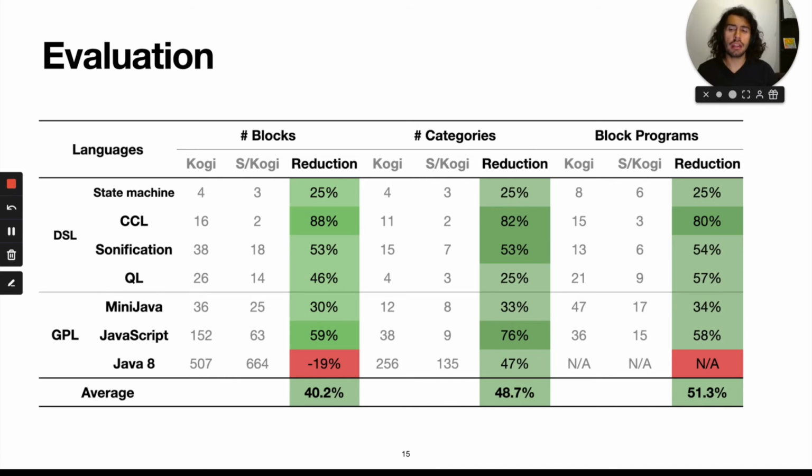Overall, we found that there are reductions of 40 to 50% in the number of blocks that were generated or that were required to write a program. We focused on this reduction because this is one of the aesthetic criteria that we defined, and we want to offer high level blocks, which makes it easier for users to describe their problems.